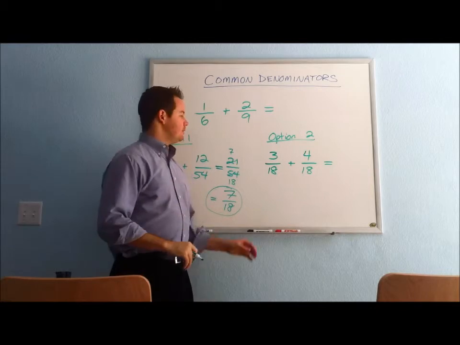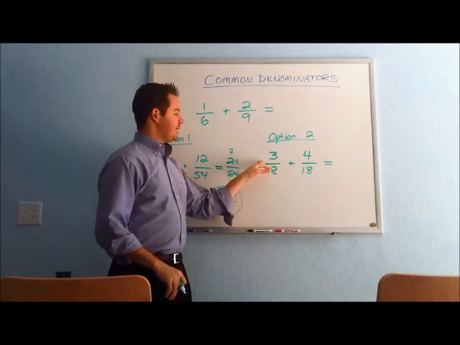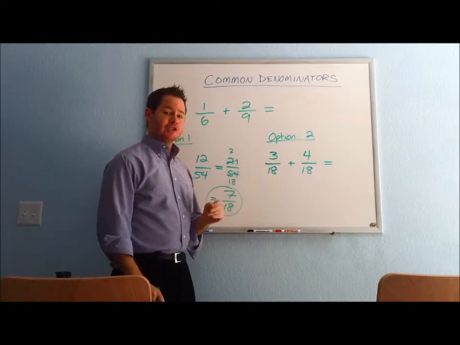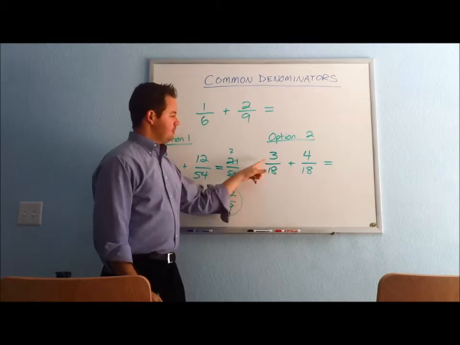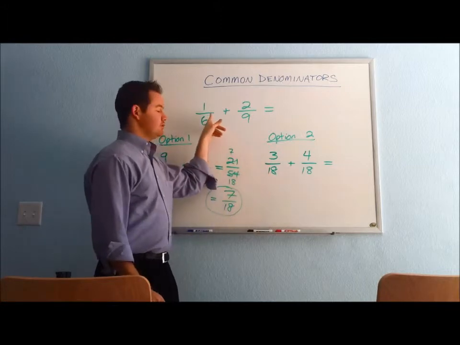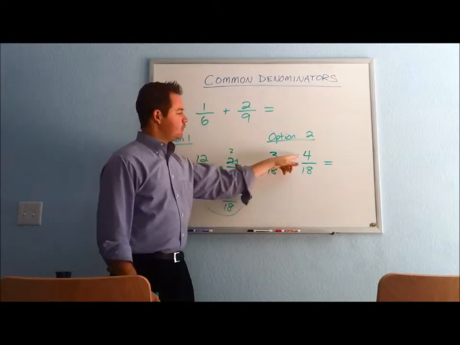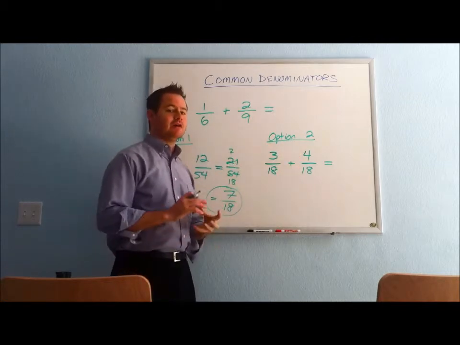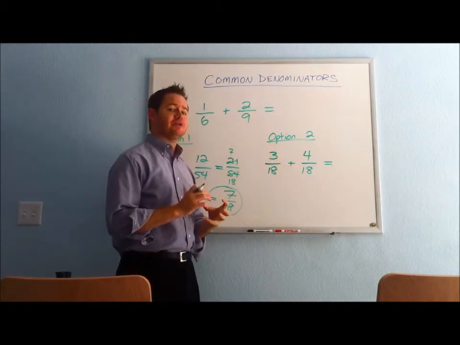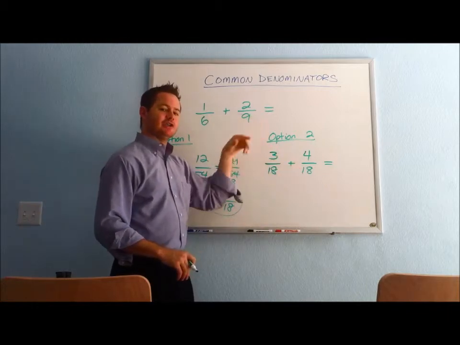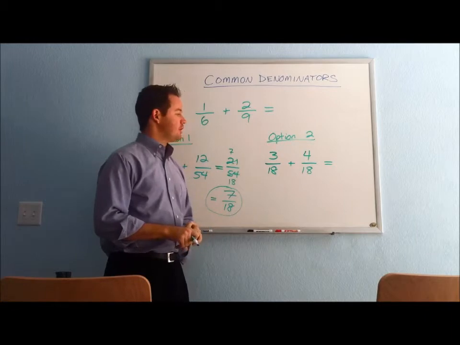One nice thing about finding common denominators and expanding fractions, you can always double check yourself if you're not sure if you did the process correctly. Because if you notice 3 over 18, if we reduce that, it would reduce to 1 over 6. And 4 over 18, when you reduce that, reduces to 2 over 9. So if you're ever not sure if you did that part of the process correctly, go ahead and reduce these fractions just to check and make sure that you get the same fraction that you started with.